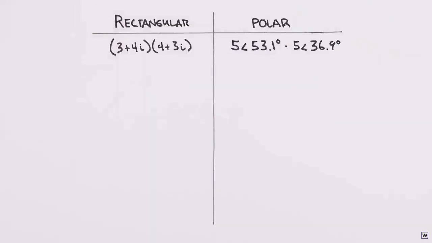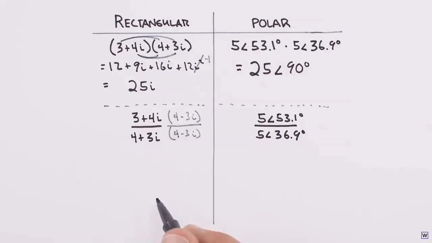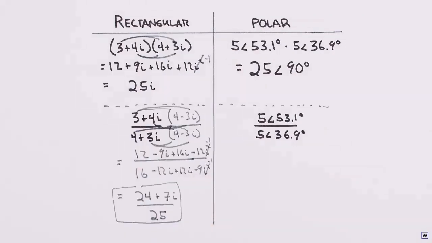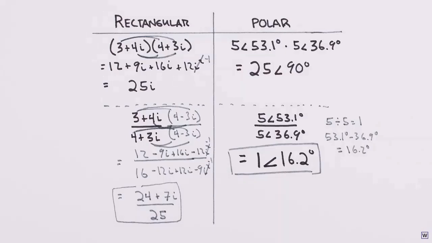Multiplying complex numbers in polar form is super easy. We just multiply the magnitudes and add the angles. Division is pretty simple too, especially compared to dividing in rectangular form. To divide in polar form, we divide the magnitudes and subtract our angles. Next time, we'll show that this discovery is not only cool, but useful.